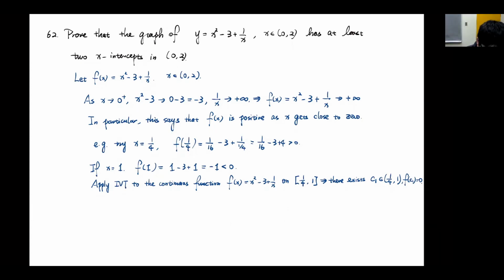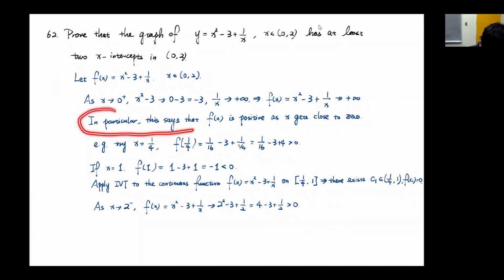Okay, to find another intercept, let's look at the limit as x approaches 2 from the left. So in this case, we see that f of x, being x squared minus 3 plus 1 over x, is approaching 2 squared minus 3 plus 1 over 2. That will be 4 minus 3 plus 1 over 2. And then we know that this is strictly positive. So in particular, this basically says the same, that f of x is positive as x gets close to 2.